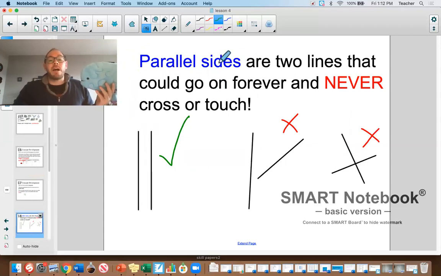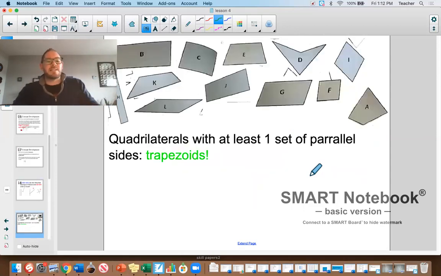Here are some parallel sides. These 2 are parallel because they run like train tracks, exactly parallel to each other. They will never touch. These 2 are not parallel because eventually this one will go through and touch that one. And these 2 are not parallel because they're already crossing and touching. So we want to make sure that we are looking for shapes with 2 parallel sides. Which ones here can we see that have 2 parallel sides?